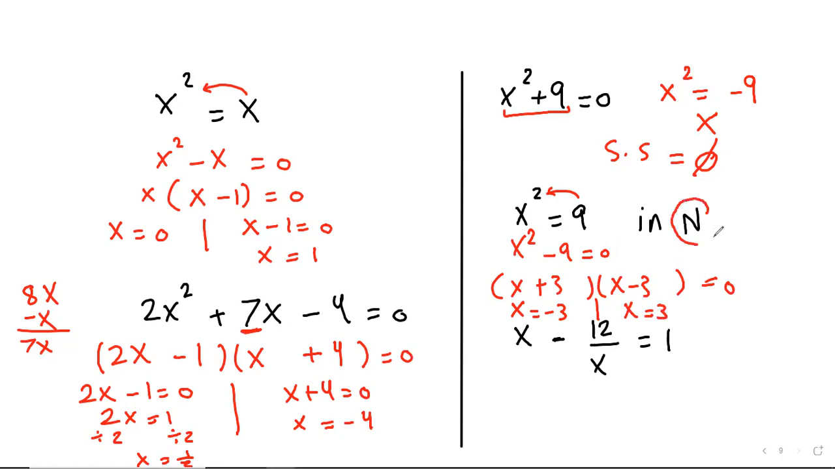And because the solution is in N, we are going to take 3 only, because 3 belongs to the natural numbers and negative 3 doesn't belong. So here the solution set is 3.